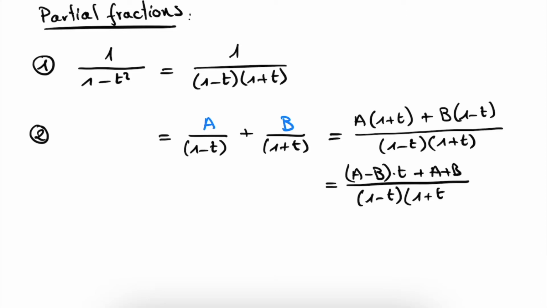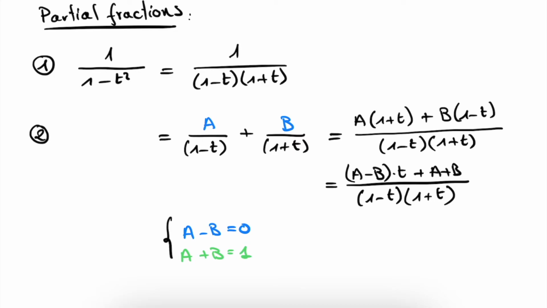And at this point, we can directly compare our original fraction, the fraction of which we have to solve the integral, and the fraction where we have an expression with A and B. And comparing these two, we can find an expression for A and B. Comparing the terms with a t, we see that we have A minus B here, and we don't have a t in our original fraction, which means a 0. So we get that A minus B has to be equal to 0. Now comparing the terms without a t, A plus B here, and 1 in our original fraction. This means that A plus B is equal to 1.